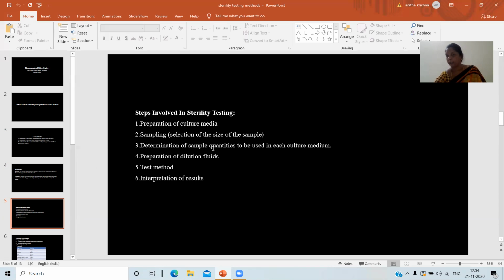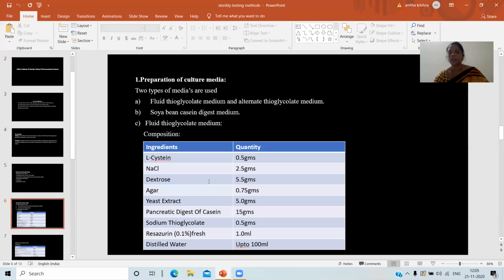Second is sampling, that is, selection of the size of the sample. Third, determination of sample quantities to be used in each culture medium. When we deal with each step in detail, I'll let you know what these are. Then the fourth step is preparation of dilution fluids, the fifth is test methods, and the sixth is interpretation of results. Once you carry out the entire six steps, only then can we say we have completed the test for sterility.